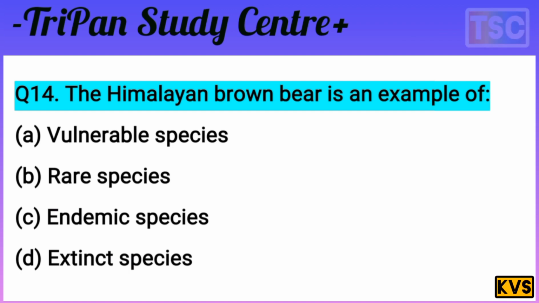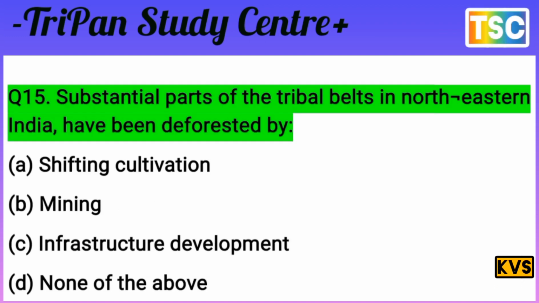You know that this question is: the Himalayan brown bear is an example of. A, vulnerable species, nothing. Endemic species, nothing. Extinct species, nothing. You are right, your answer is correct. B, rare species, is the answer here. The Himalayan brown bear is an example of a rare species. Next question on your screen.